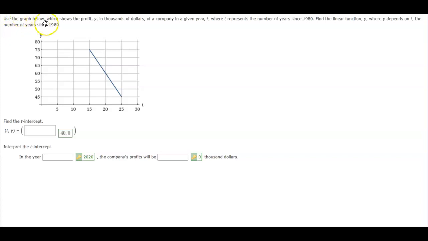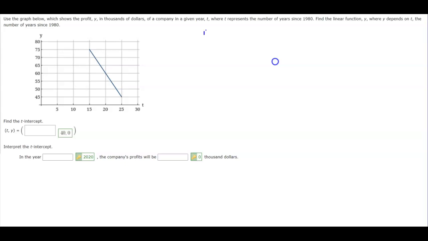Okay, we're going to use the graph below, which shows the profit Y in thousands of dollars of a company in a given year T, where T represents the number of years since 1980. We're going to find the linear function Y, where Y depends on T, the number of years since 1980, and then answer the following questions.